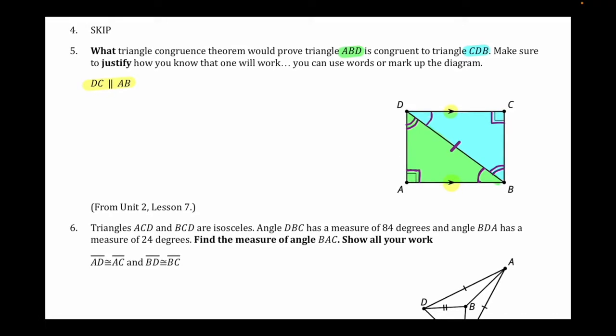So I can say segment DB is congruent to segment DB. And I'm just going to say reflexive property, because that's shorter than me writing out every segment is congruent to itself.